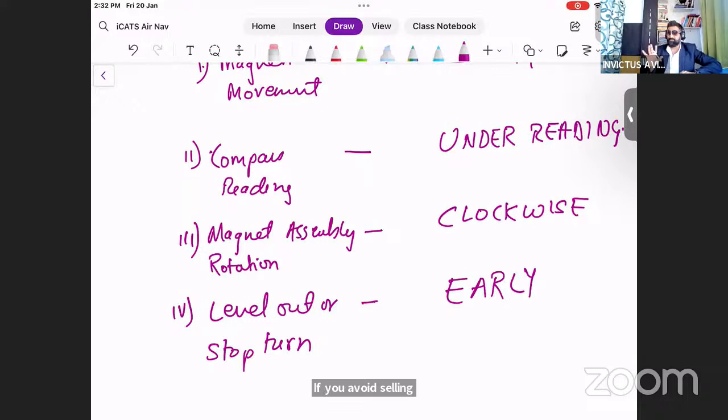Do you know this, students? If you avoid silly errors, you will automatically increase your score by 15 marks. So getting 85 is very easy. That's why I say it's very easy. If you avoid silly mistakes. If you study everything and avoid silly mistakes, 90, 95 is very close to in your grasp.